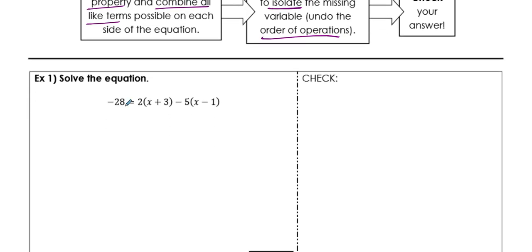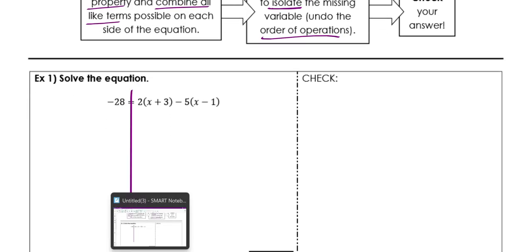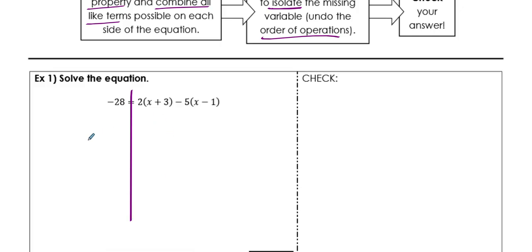Alright, so like I said, we are always going to distribute and combine like terms as our first step. So here we can distribute twice. We have this 2 that is sitting outside the parentheses here. The 2 gets distributed into the parentheses, 2 times x, and 2 times 3. Remember, that's multiplication. So the negative 28 is just going to come down. We do 2 times x, that becomes 2x, and 2 times a positive 3, that becomes a positive 6.